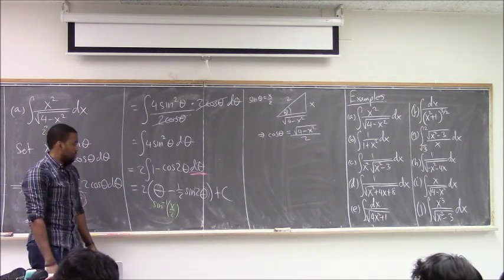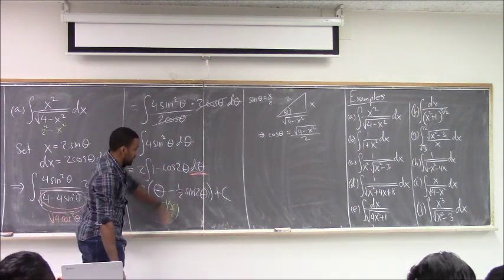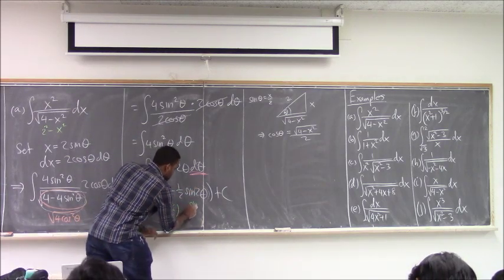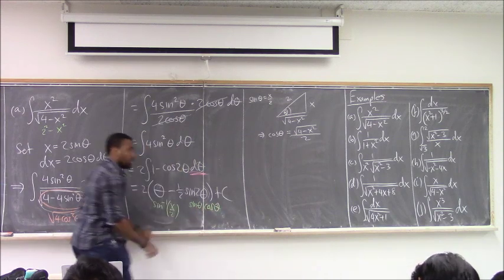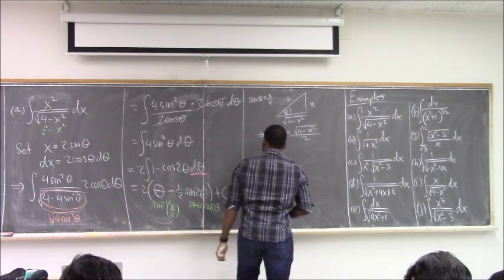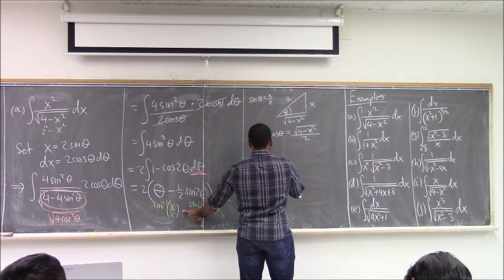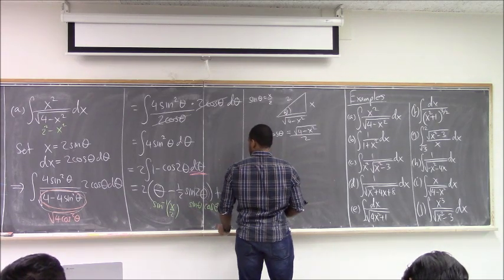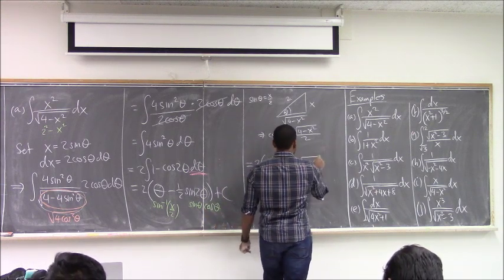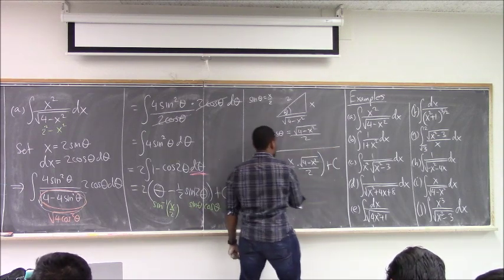Yeah. You can use 2 sine theta cosine theta. That's a double angle formula for sine. That's 2 sine theta cosine theta times a half. So this part is just sine theta cosine theta. But I know what sine theta and cosine theta are from this useful little triangle over here. So that gives me the answer at this point. So that is going to be sine inverse of x over 2 minus sine theta times cosine theta. That's that in there.